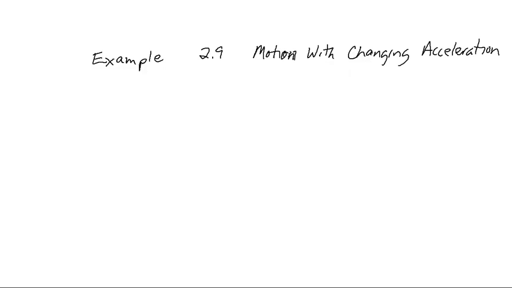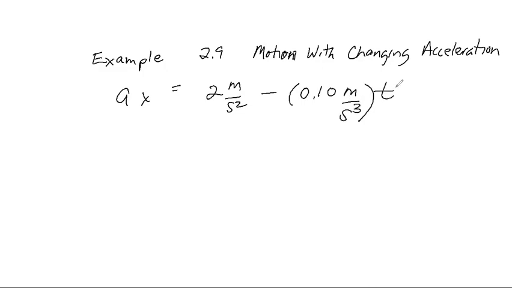And the problem states, Sally is driving along a straight highway in her 1965 Mustang. Sally is cool. At t equals 0, when she's moving 10 meters per second in the positive x direction, she passes a signpost at x equals 50 meters. Her x acceleration as a function of time is a sub x equals 2 meters per second squared minus 0.10 meters per second cubed times t.